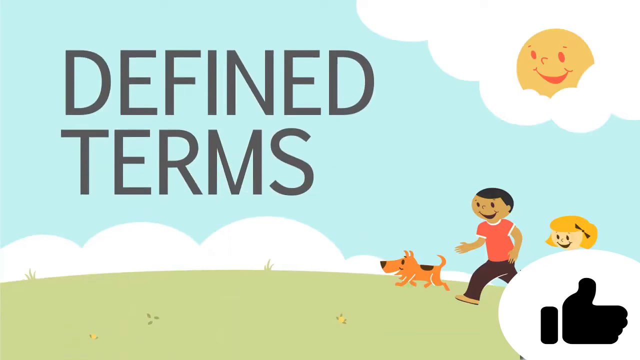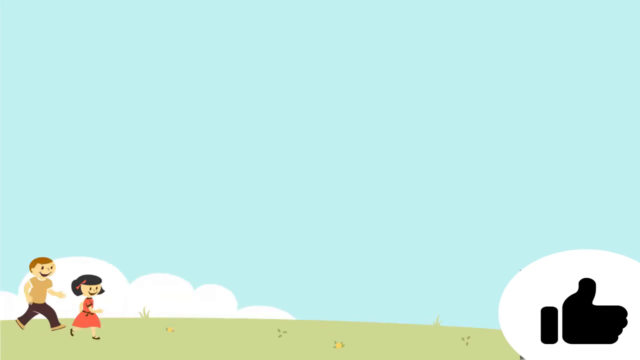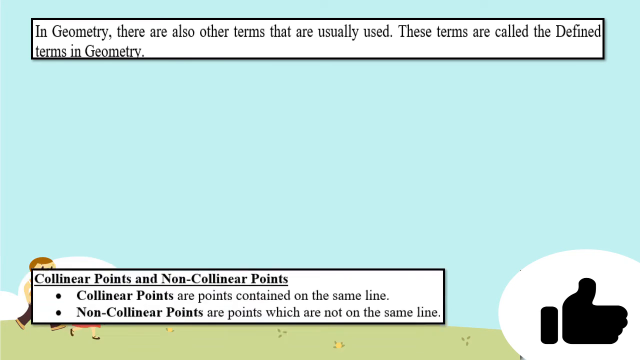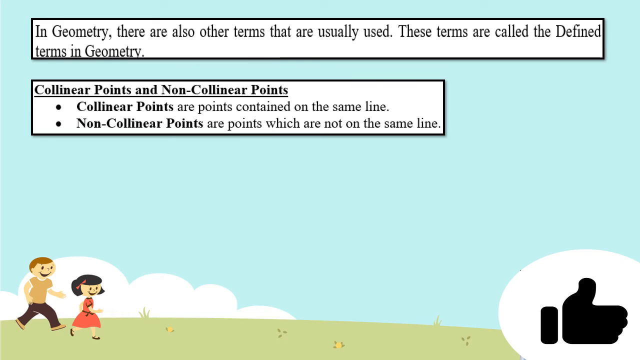Defined terms. In geometry, there are also terms that are usually used. These terms are called the defined terms in geometry. If there are undefined terms, there are also defined terms. Example of defined terms in geometry.